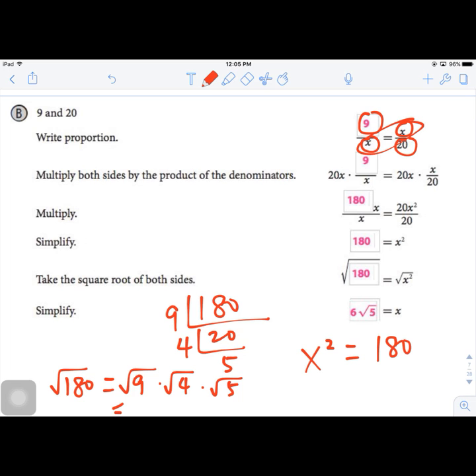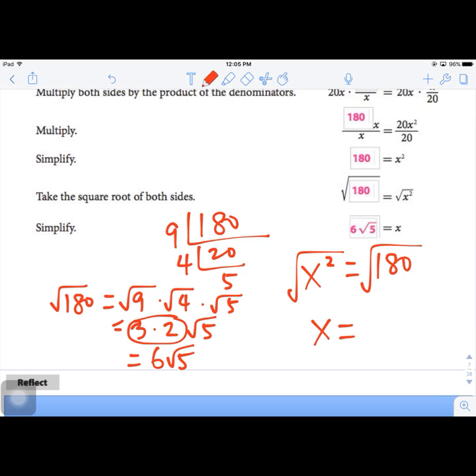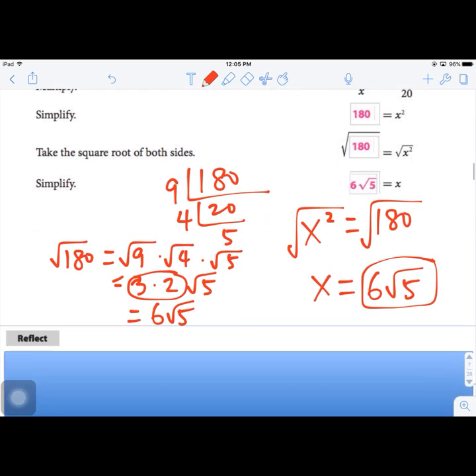And we know the square root of 9 is 3. And then square root of 4 is 2. And then we have radical 5. Multiplying the 2 numbers together, we have 6 radical 5. So that is the complete simplifying for square root of 180. So coming back to the problem, to take square root of x squared, we will have x equals 6 radical 5, and that is what radical 180 simplifies to.